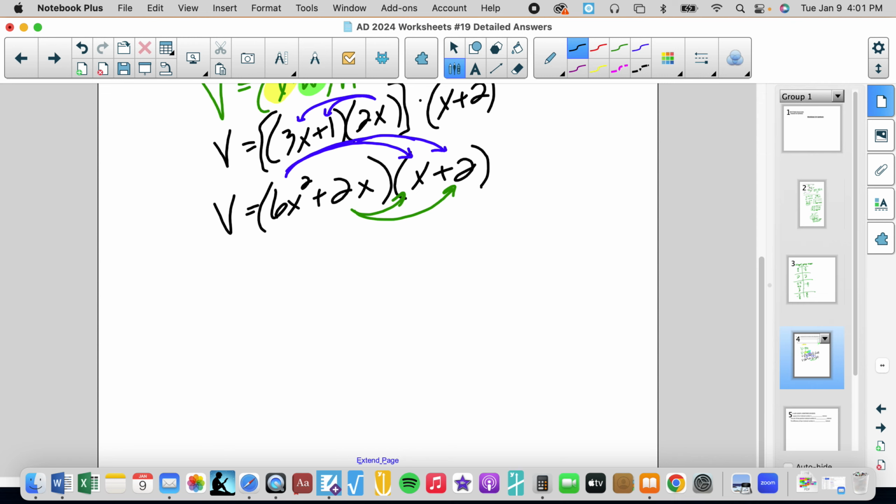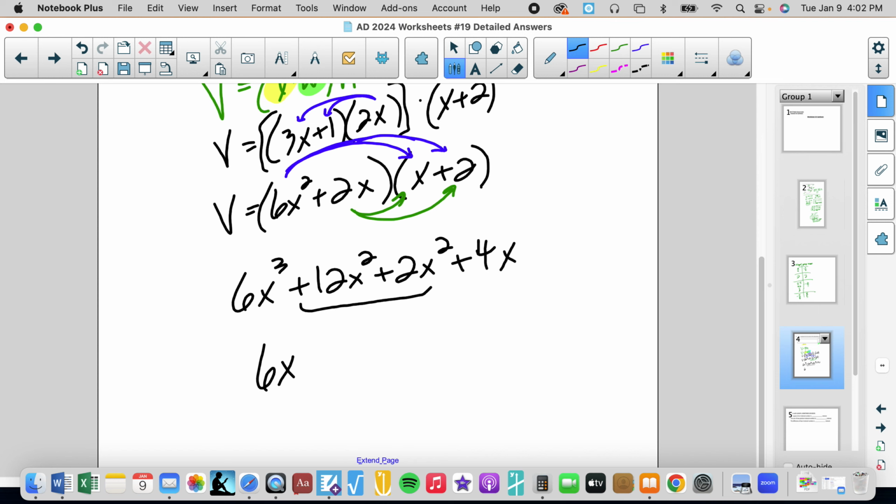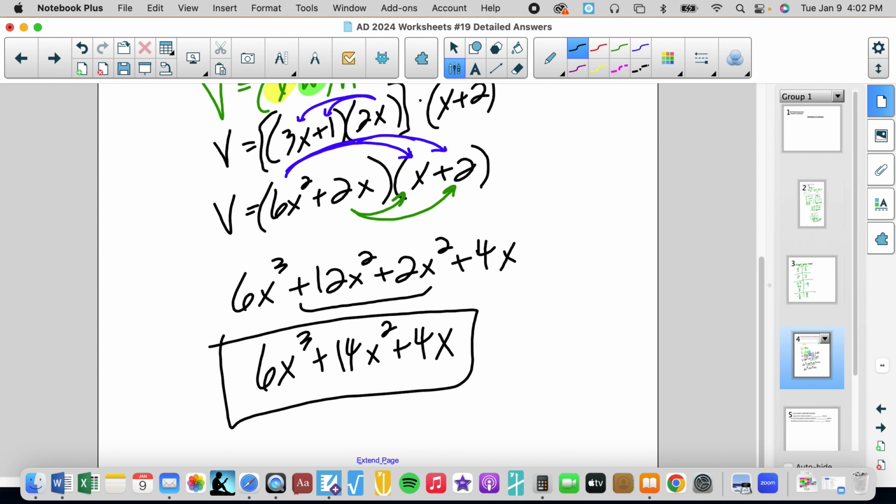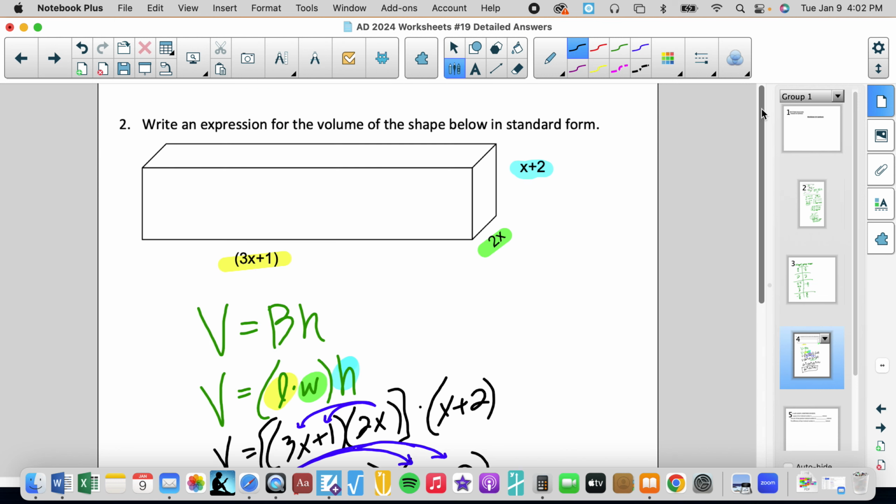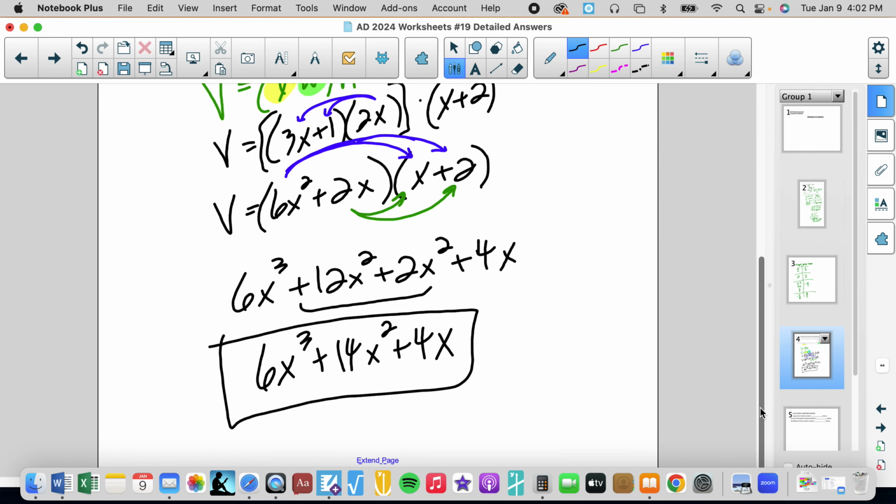You have 6x squared times x, which is 6x cubed. 6x squared times 2 is 12x squared. 2x times x is 2x squared. 2x times 2 is 4x. We have like terms here, so 6x cubed plus 14x squared plus 4x would be the expression. I think it even said in standard form. Yes, that would be standard form.